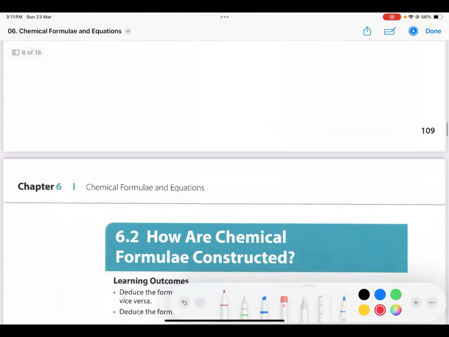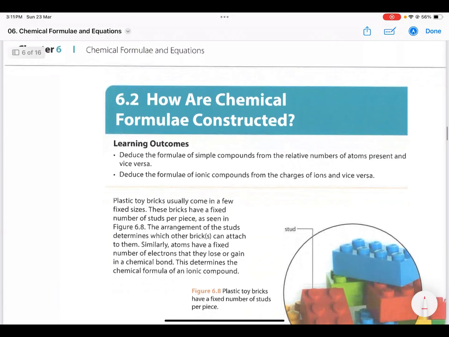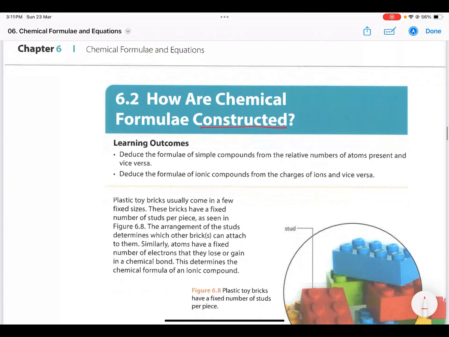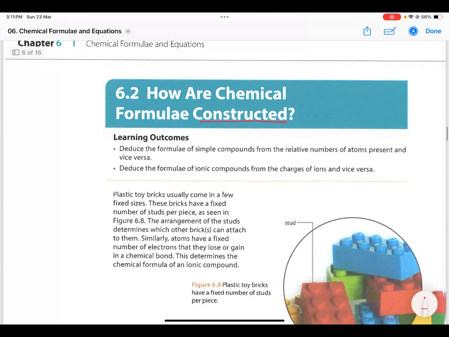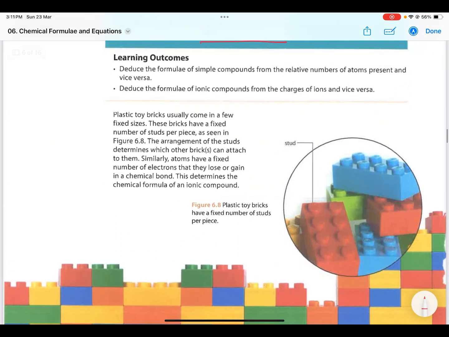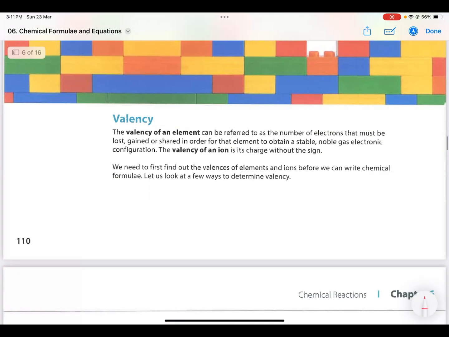Next one. How can we construct chemical formulas? We're going to look at how we can construct the chemical formulas. I want to focus on the term valency, because to construct chemical formulas, valency plays a very big part. The valency of an element refers to the number of electrons that must be lost, gained, or shared in order for the element to obtain a noble gas electronic configuration.